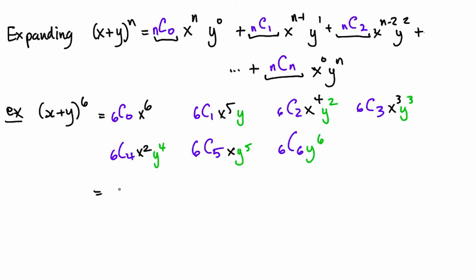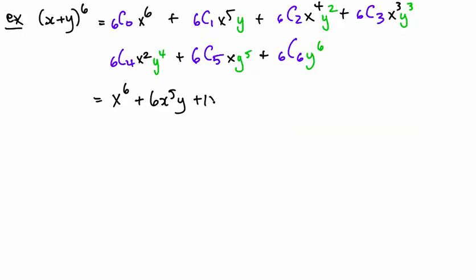So my calculator will tell me the first, well, I know the first one's a 1, and then these are just all added together, all these terms. And so my next one is 6x^5y. And then I can either create Pascal's triangle, or I can use my calculator to get 6 choose 2, which is 15, and that'll be x^4y^2, and 6 choose 3 is 20, x^3y^3.